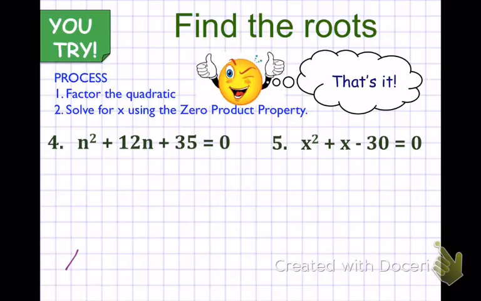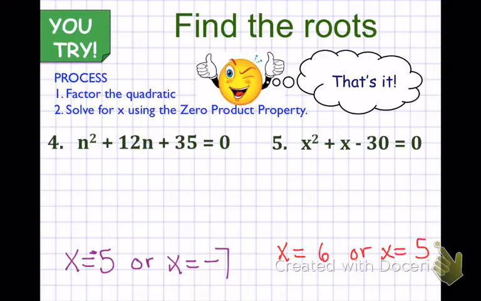You should have gotten x equal to 5, or x equal to negative 7. Those should have been your two answers. For the second one, your answer should have been, let's see, x equals 6 or x equals 5. Which one is a negative one? Let me quickly figure it out. I believe the 6 is a negative. So sorry, I was just double checking those answers. But yeah, these are the correct answers.